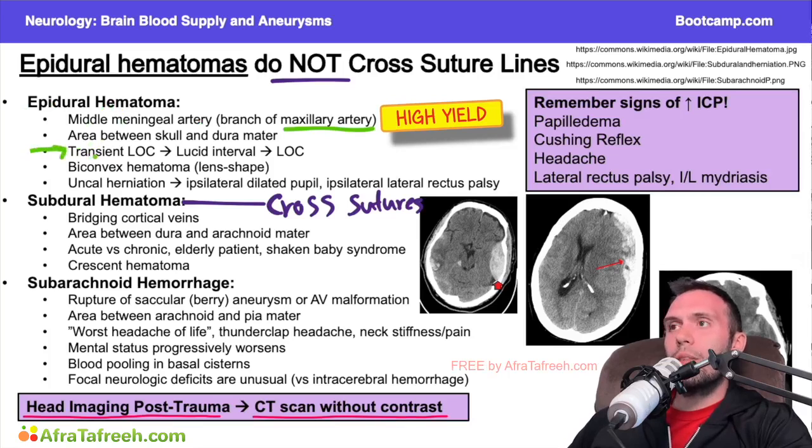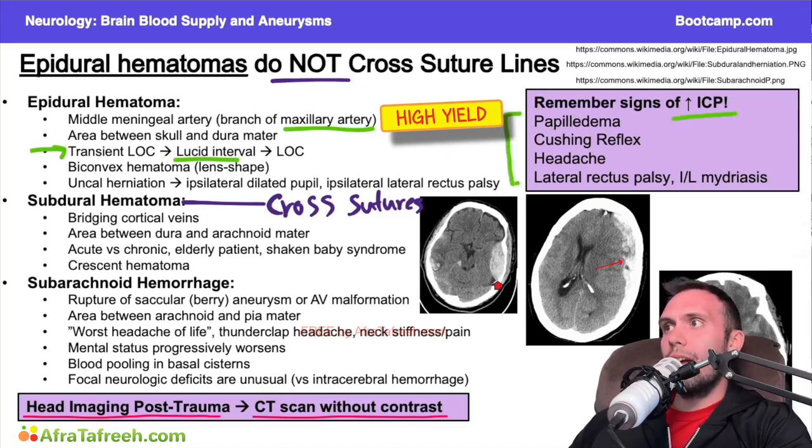The way that it presents, the patients, they'll have loss of consciousness because of the initial injury. Then they'll have this lucid interval where they're going to regain consciousness. Okay, so the hematoma at this point is expanding. It's getting larger, but it's not large enough to cause symptoms. So eventually the hematoma gets really large and we see this elevated intracranial pressure.